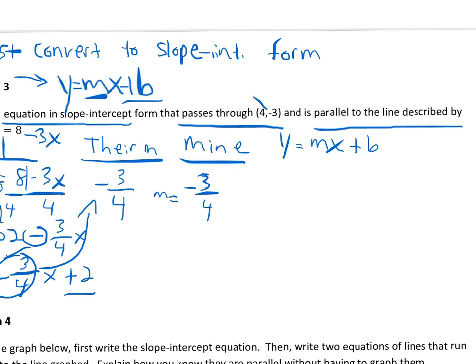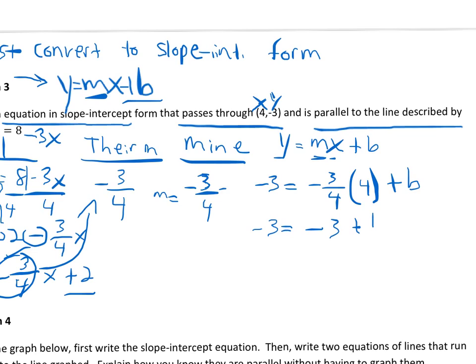But I do have an x and a y here that it gave me. So I can plug in for y and x, and then again I can plug in for my m right here. So I would have negative 3 is equal to negative 3 over 4, with 4 in parentheses because that's x, plus b. Negative 3 is equal to negative 3 over 4 times 4, which would be negative 3, plus b. And again, you should use your calculator on that to check the multiplication of that fraction.